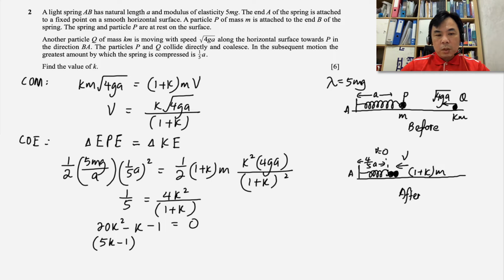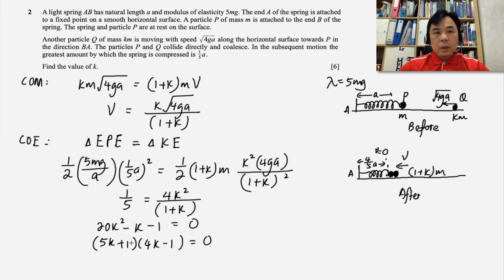Minus 1, 4k plus 1. Let me check if I got this correctly. I think I messed up with this. It's supposed to be the other way around. Okay, let me correct that. Now it will be correct.